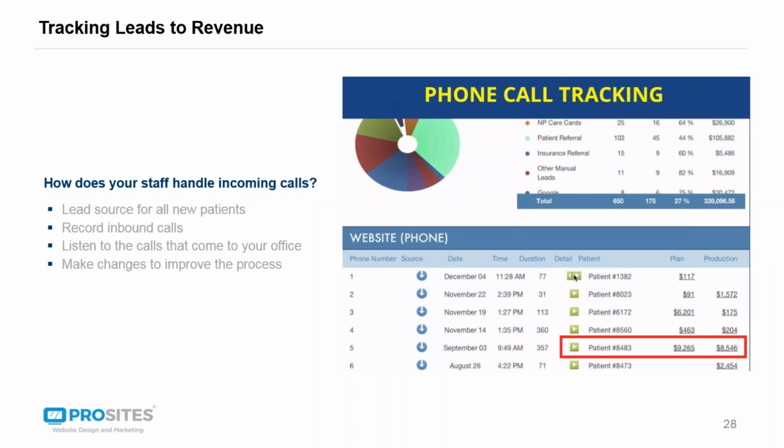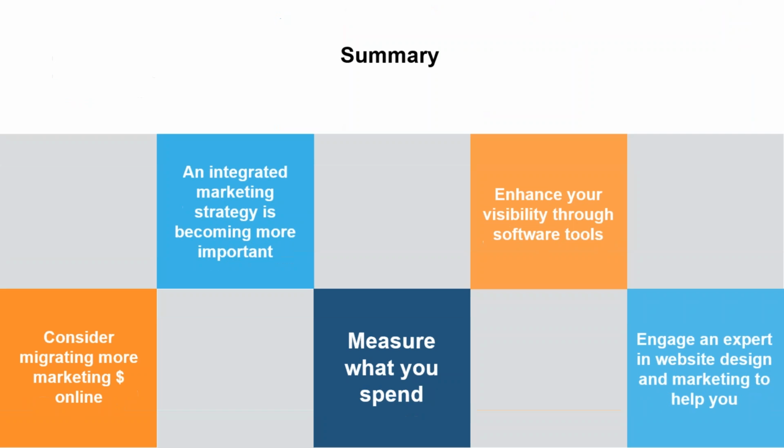Well, this is a potential lead, someone who's actually called your office and was interested in whether or not you do implants, how well you do them, a whole myriad of questions. Being able to listen to those calls will help you do better staff training and make changes to improve the process so that you don't lose potential patients on things you're spending money on. You're spending these marketing dollars to get them to call or click, and then you lose them because maybe the messaging isn't right, or maybe you need a better phone presence. So this is a really powerful way of being able to track leads to revenue.